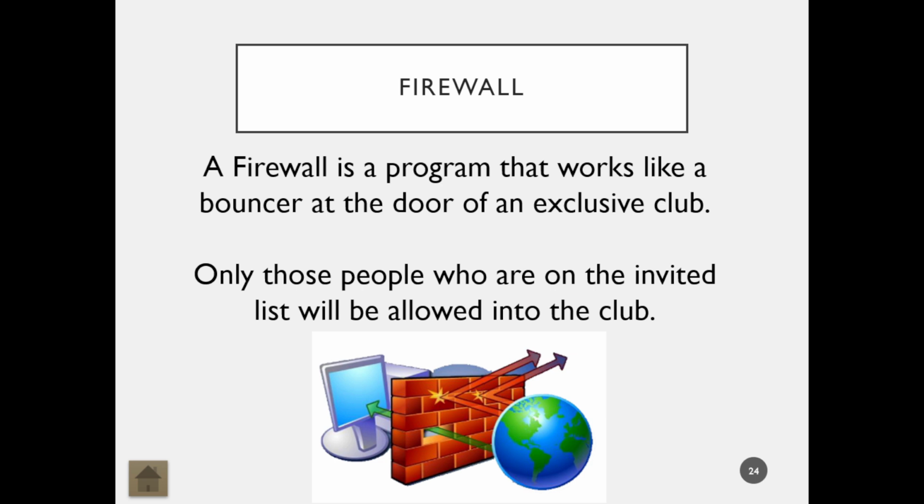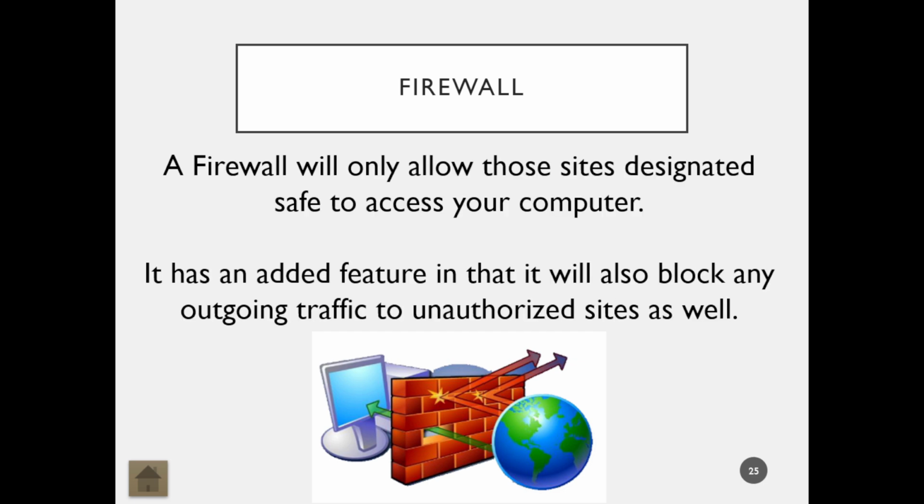Then I think the last one is our firewall. Now, a firewall is a program, which means it's software, and it works like a bouncer at the door of an exclusive club. Like that bouncer, only those people who are on the invited list will be allowed into the club. You're not getting through unless your name is there. Okay? A firewall will only allow those websites designated to be safe to access your computer. So when you go to a particular site and it needs to access something from your PC or something from you, the firewall is there as the first line of defense.